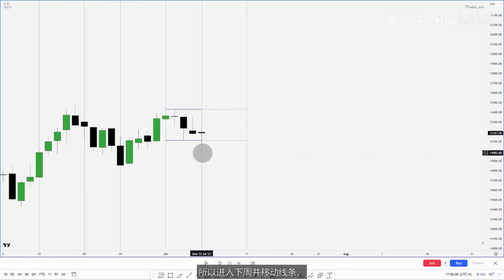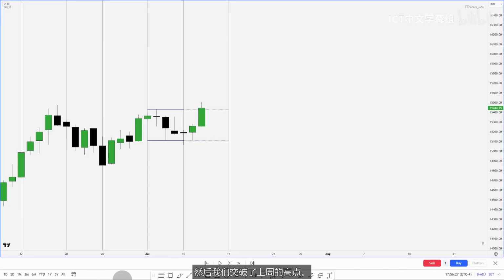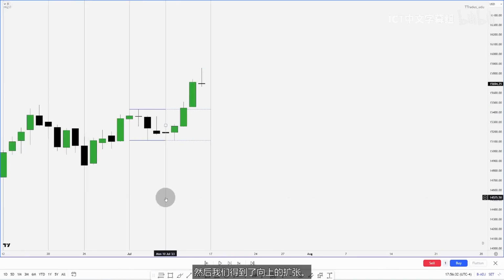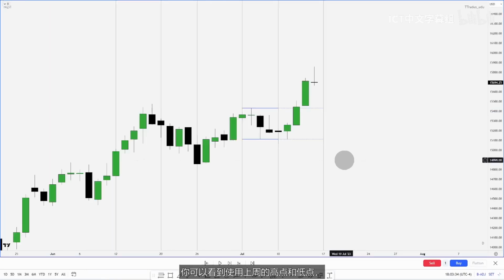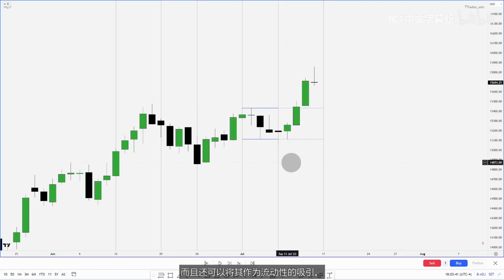So going into the next week and moving the lines over, you can see that Monday we swept previous week's low and formed a nice bullish reversal candle. This leads me to believe that we're heading for previous week's high. So letting this play out, we retest that previous week's low. And there we go, over previous week's high, and we get our expansion to the upside. You can see using previous week's high and low, I can not only frame a reversal, but can also use it as a draw on liquidity.